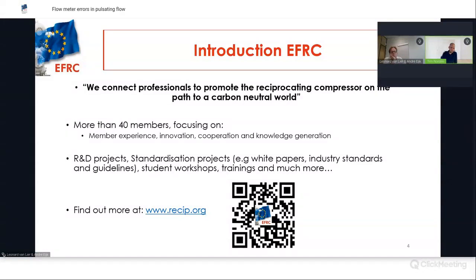And how do we do this? We are carrying out R&D projects. We have the standardization projects, for example, as this webinar here, and also the guideline which is connected to this webinar. We are writing white papers, industry standards and guidelines. Then there's a student workshop. Every second year, we also offer trainings. And of course, you also know that there is every second year the EFRC conference.